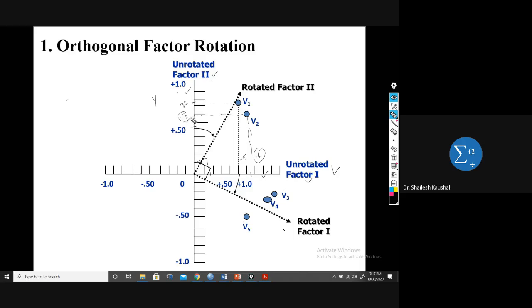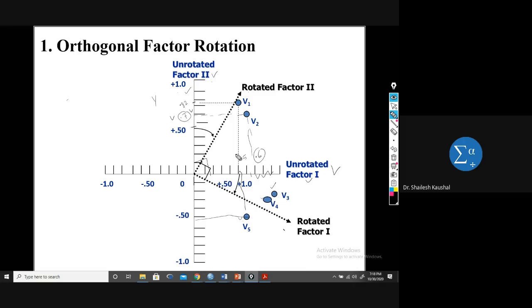Now this particular question is highly related with factor 2 as well as factor 1. So the question is whether this particular question should come under factor 2 or factor 1, because it is highly related with both factors. The same goes for v3, v4, and v5, which is negatively correlated and high on both factors x and y.